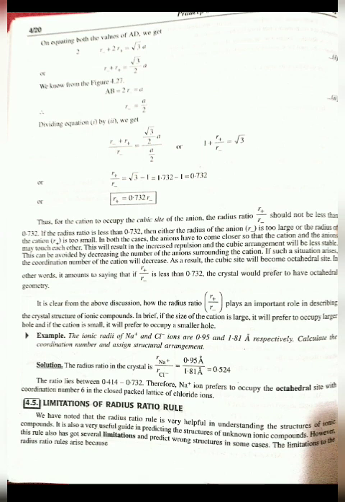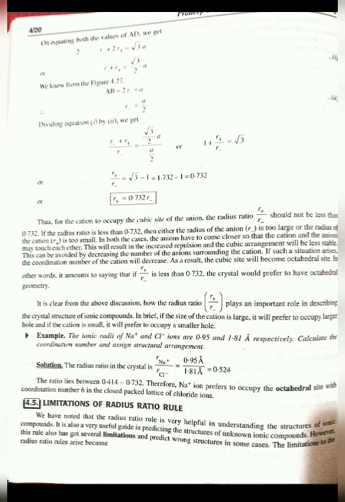Next, heading 4.5, limitations of the radius ratio rule. We have noted that the radius ratio rule is very helpful in understanding the structures of ionic compounds. It is also a very useful guide to predicting the structures of unknown ionic compounds. However, this rule also has several limitations and predicts wrong structures in some cases.